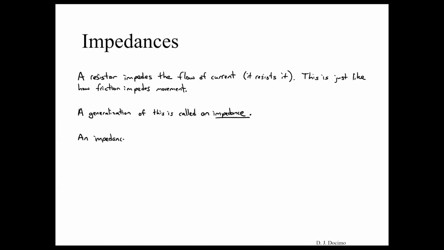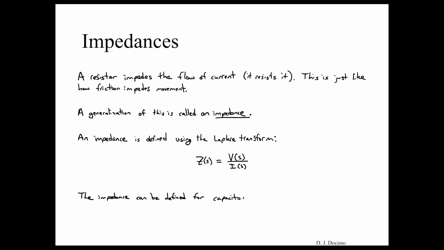So an impedance is defined using the Laplace transform. So I'm going to say that our impedance Z(s), capital Z of S, is equal to our voltage using the Laplace transform, capital V(s), divided by our current in the Laplace transform, capital I(s) in this case. So the impedance can be defined for capacitors and inductors as well, not just resistances.